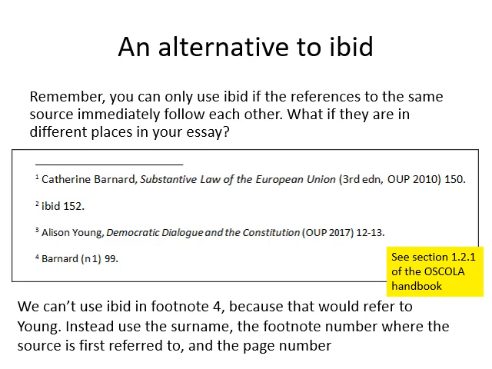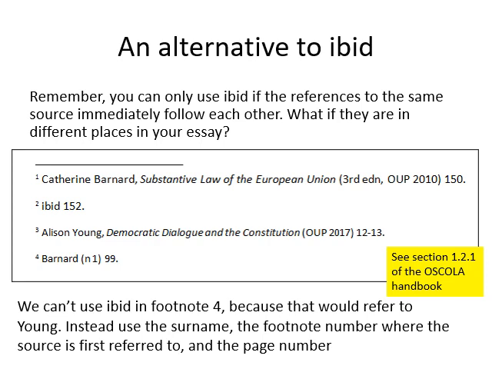I now refer to a book by Alison Young in footnote 3. I want to reference Catherine Bernard in footnote 4. This time though, I can't use ibid because it means same as the last footnote, and that's now Young, not Bernard. So what can I do? Of course, I could just reference Catherine Bernard again in full in footnote 4, just like I did in footnote 1. But a nice trick is shown in footnote 4.